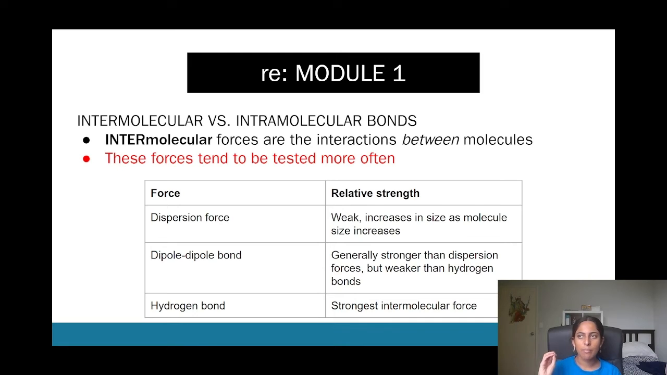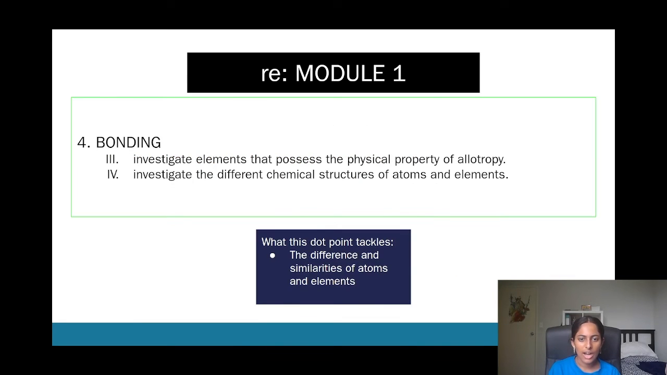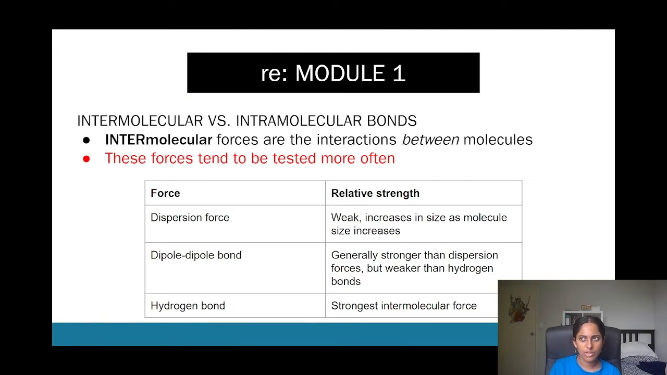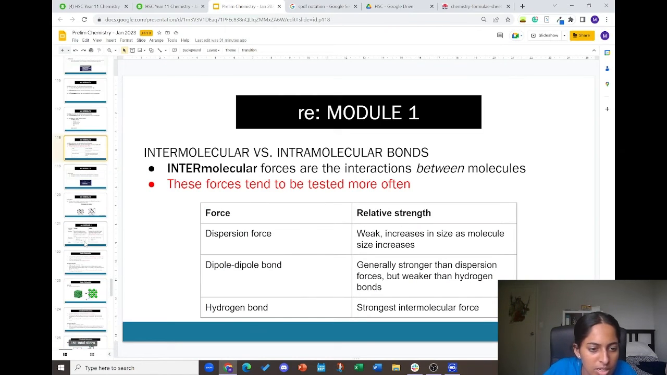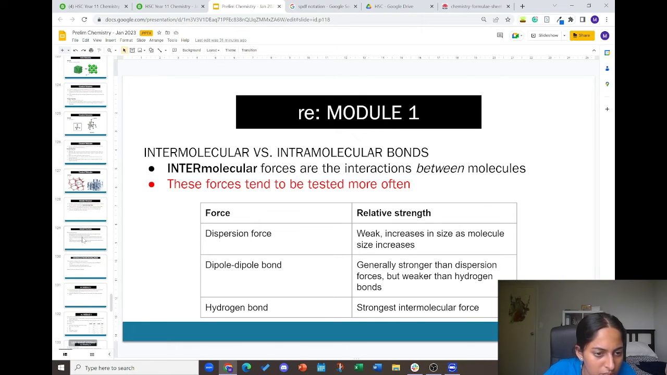Dipole-dipole bonds occur in polar molecules, and I'll explain what polarity is. And hydrogen bonds are the strongest intermolecular force, and that only occurs between a few sets of molecules. I think I do explore that later on.